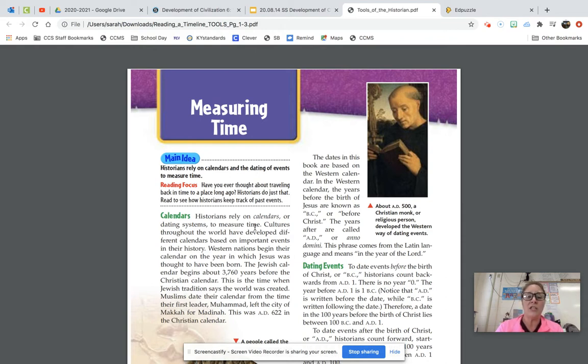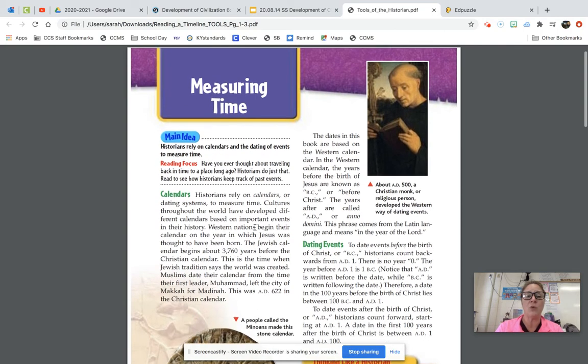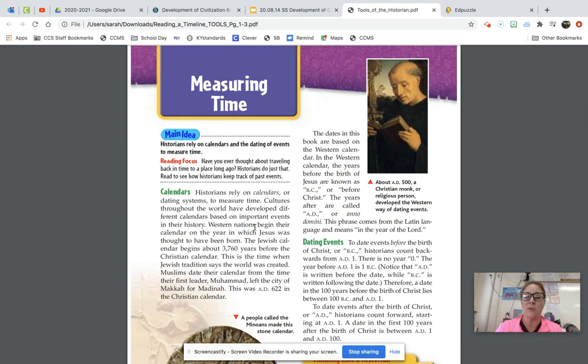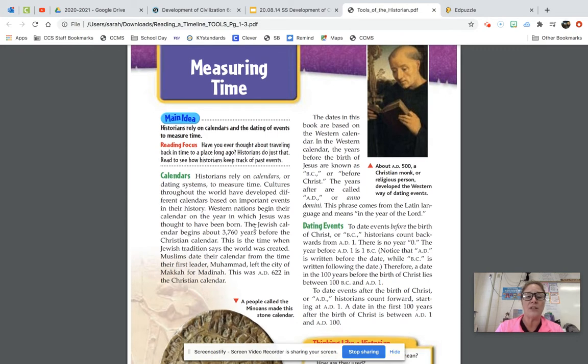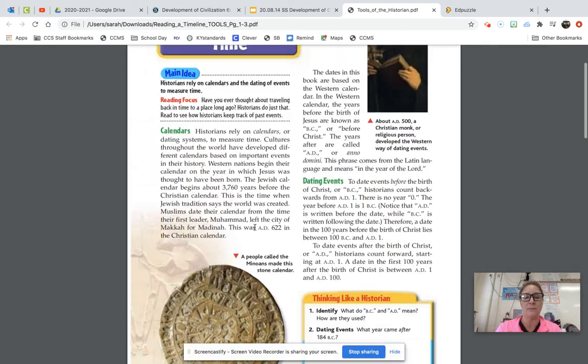Calendars. Historians rely on calendars or dating systems to measure time. Cultures throughout the world have developed different calendars based on important events in their history. Western nations begin their calendar on the year in which Jesus was thought to have been born. The Jewish calendar begins about 3,760 years before the Christian calendar. This is the time when Jewish tradition says the world was created. Muslims date their calendar from the time their first leader, Muhammad, left the city of Makkah for Medina. This was AD 622 in the Christian calendar.